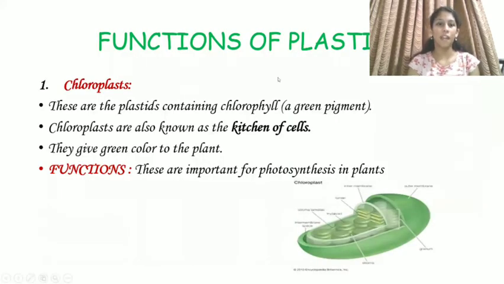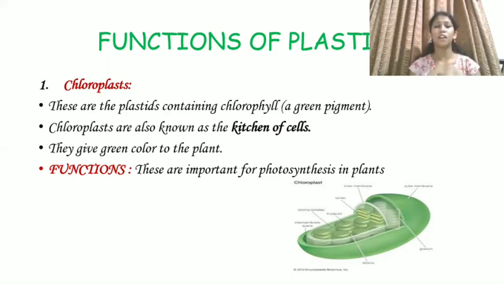Functions of plastids. Coming to chloroplast, these are plastids containing chlorophyll. You can analyze it in the name itself. Plast is derived from the word plastids. Chlorophyll is nothing but a green pigment. So they are the plastids which contain the green pigment called chlorophyll. Chloroplasts are also known as the kitchen of the cells.